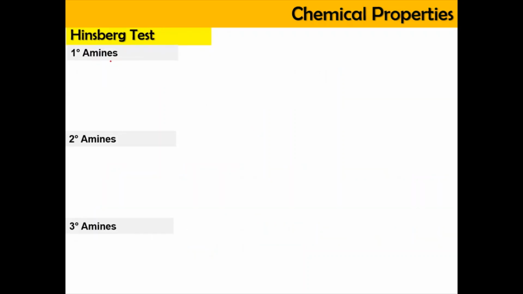So for primary amine, the amine here is attached with one alkyl group, so it is known as the primary amine. The primary amine here can also be an aromatic amine, for example, aniline, or it can be any aliphatic amine, let's say 1-propanamine. As long as it is primary, it can undergo the Hinsberg test.